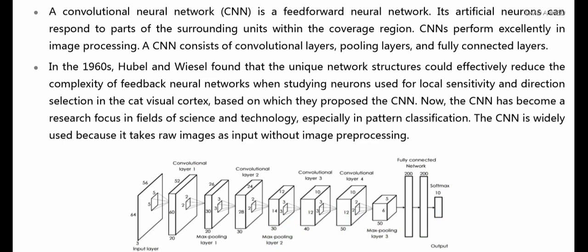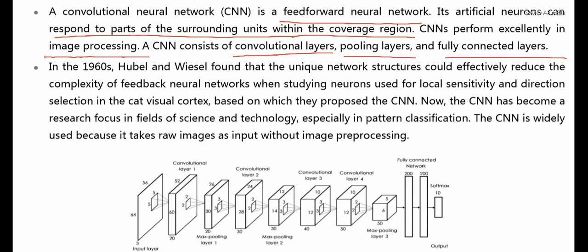Convolution neural networks are basically feed-forward networks. Its artificial neurons can respond to part of surrounding units within the coverage region. They perform excellently on image processing and consist of convolution layer, pooling layer, and the fully connected layer. I'm going to show you how it works, but first look at this diagram at the bottom of your screen.